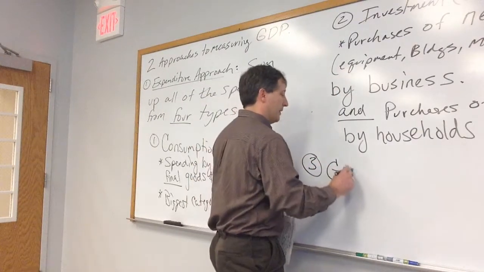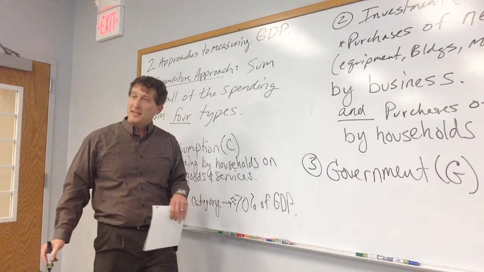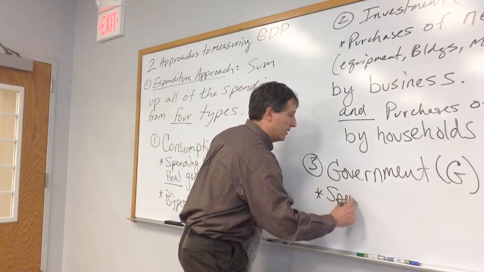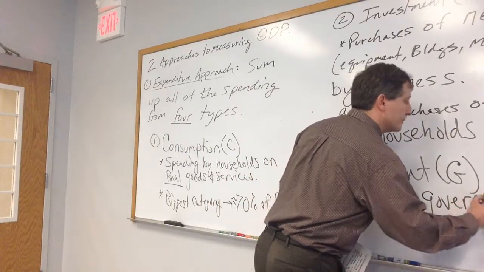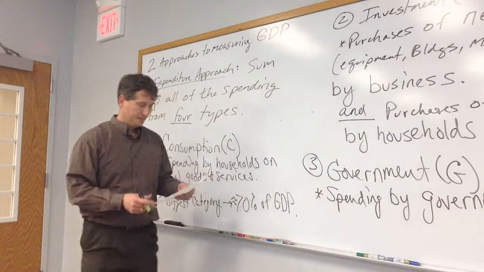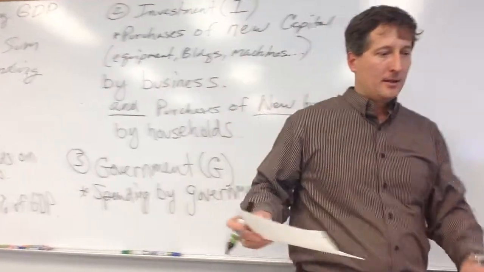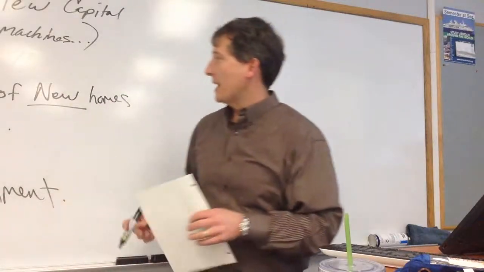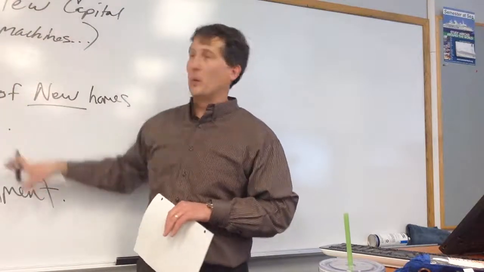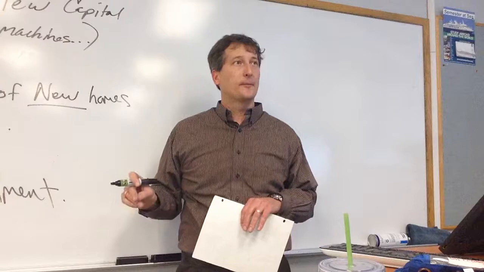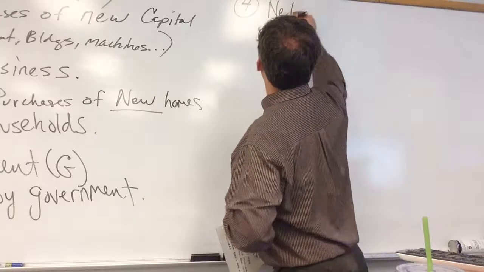Our third category is government spending, G. That one's pretty self-explanatory. It's just spending by government. And so that spending would be tracked the same way as for a business. So instead of a business doing it or a household buying a home, whatever the government buys would fall into that category. Okay? And then our last category, the fourth type, is net exports.